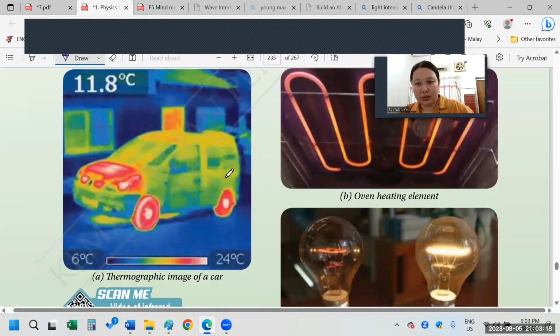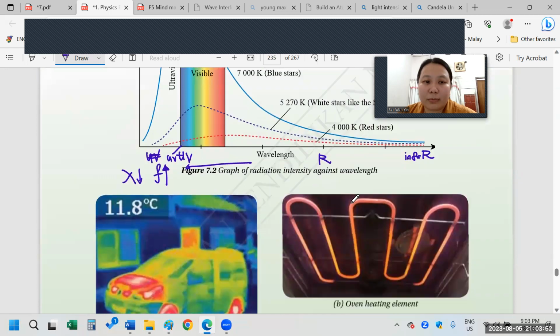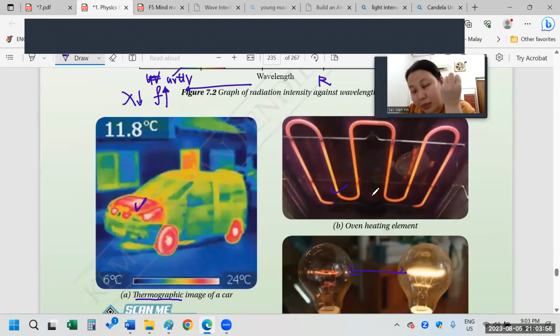Then look at a hot object. For example, this is a car in a thermographic image. You can see that red is hot. These two have different brightness, at different temperatures. Okay, so a black body means something that can absorb and emit light and UV. We concentrate on these two first: light and UV, absorb, radiates, emits.